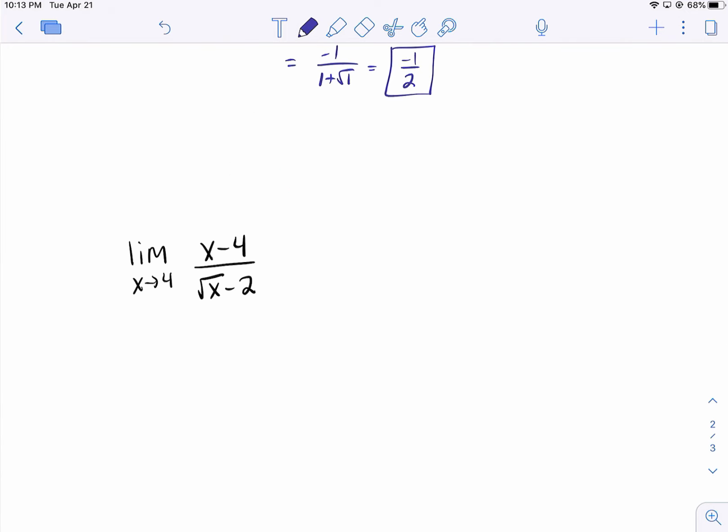And then for this next one, the limit as x goes to 4 of x minus 4 over square root of x minus 2, I will work this through in the notes so you can follow all these steps through as another example.